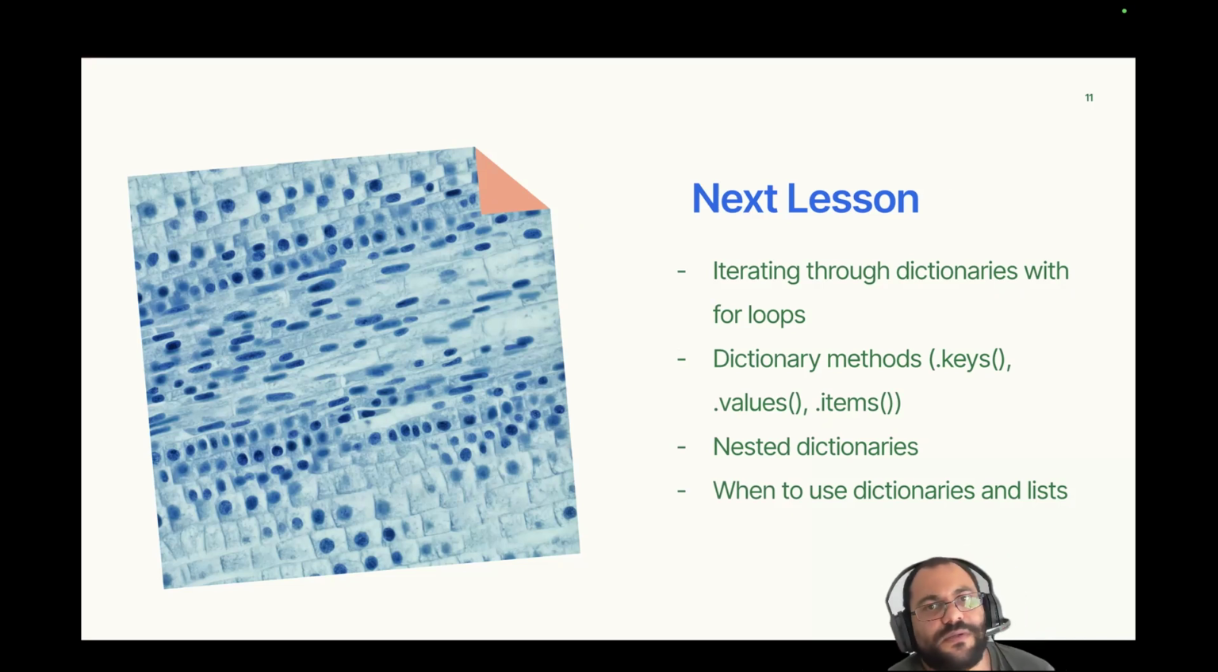What's the next lesson? The next lesson we're going to look at is how to iterate, how to use a for loop over the values of dictionaries. We'll take a look at nested dictionaries. This is a situation where you have a dictionary inside a dictionary. We look at situations like when do we use a dictionary versus a list.